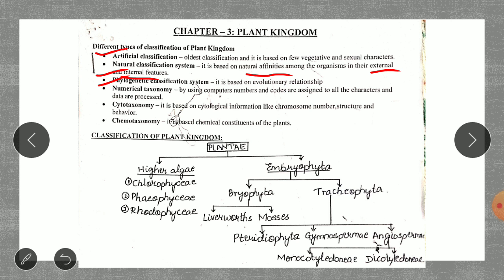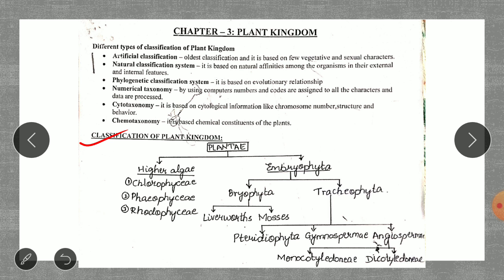Then came the phylogenetic classification system. In the phylogenetic, evolutionary relationships were considered. Then the numerical taxonomy. This was done by using computers, in the form of numbers and codes which are assigned to all the characters, and data are processed. And then the cytotaxonomy, which was based on cytological information like chromosome number, structure and behavior. And finally, the chemotaxonomy, which is based on the chemical constituents of the plant. So these were the different classification systems of plant kingdom. And using these different classification systems, finally the classification of the plant kingdom was done.